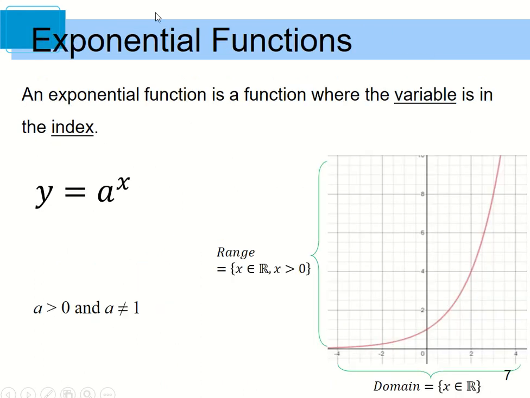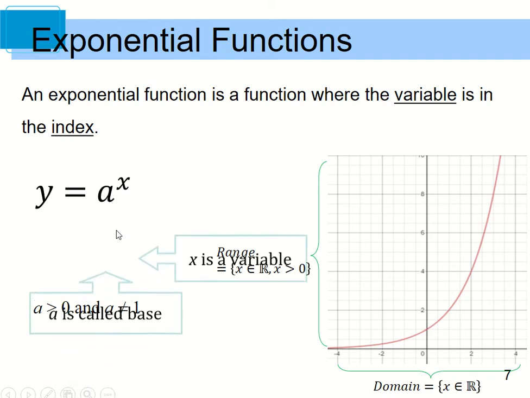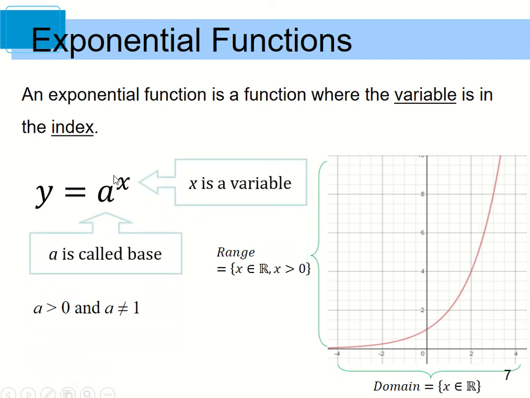Okay, now so this is called exponential functions. Now we call this the base. And the variable here is the exponent. Okay, so this one is called the exponent. And the x here is the variable. The a can be any value more than 0, but the a cannot be 1.